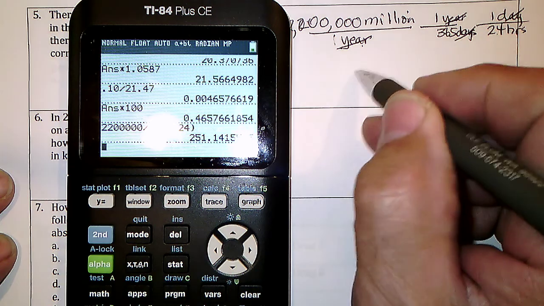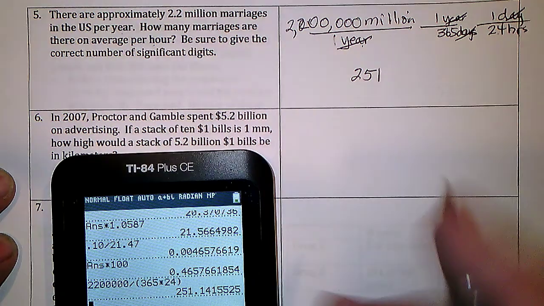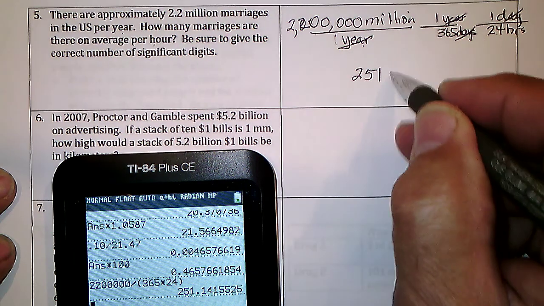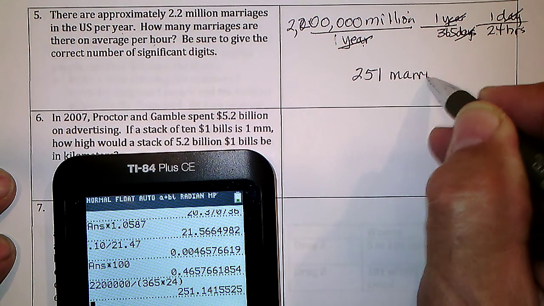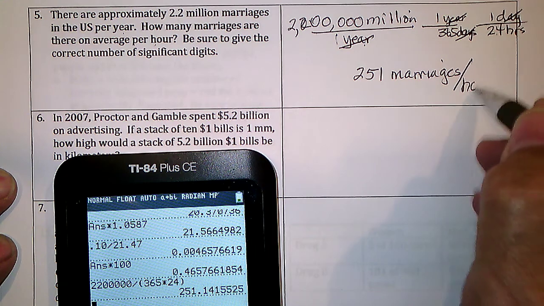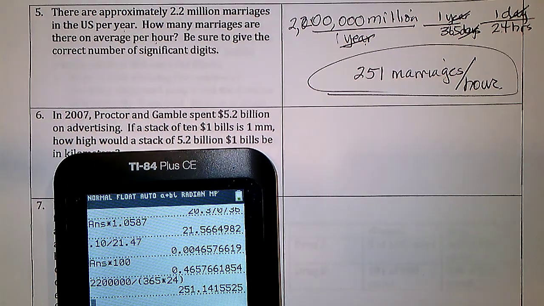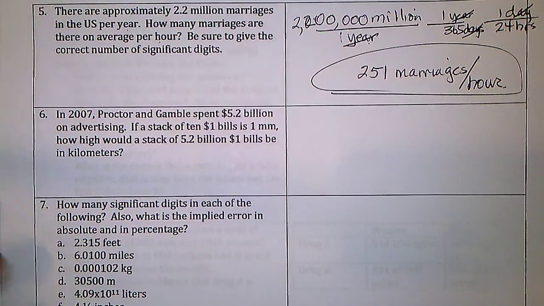And that means there's 251 marriages per hour. Well, a lot of people getting married. And consequently, there's a lot of people getting divorced. Hopefully not as many, less.